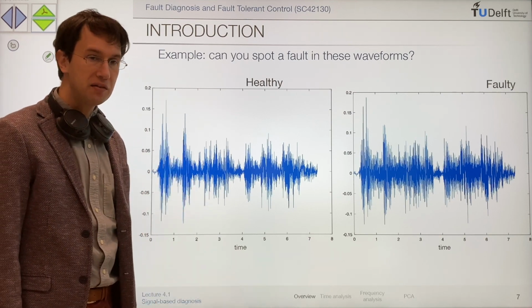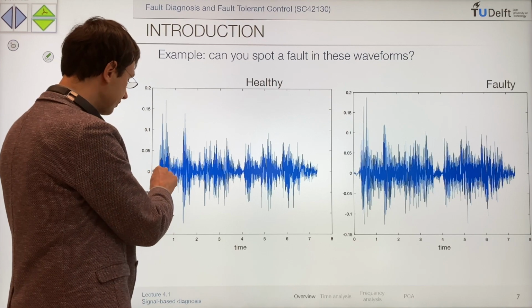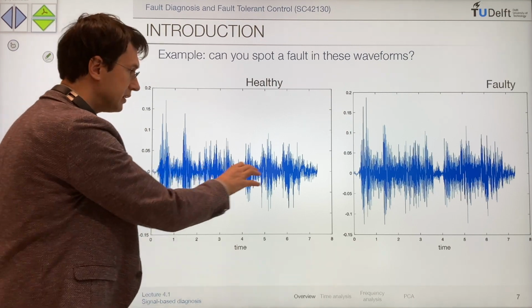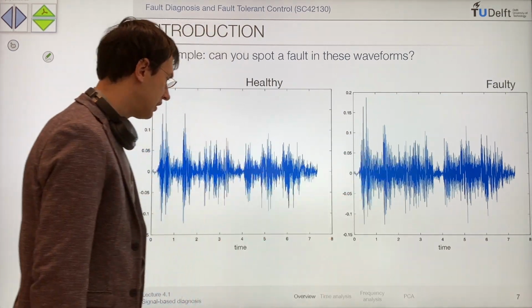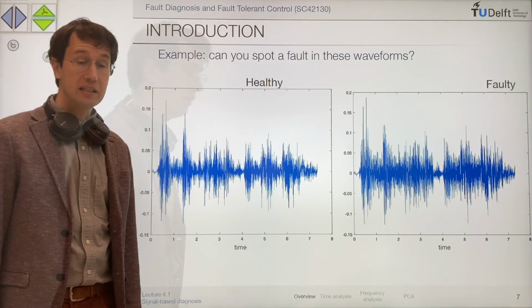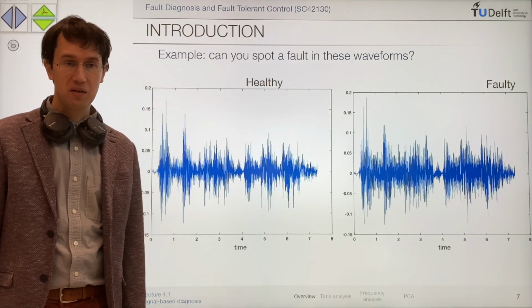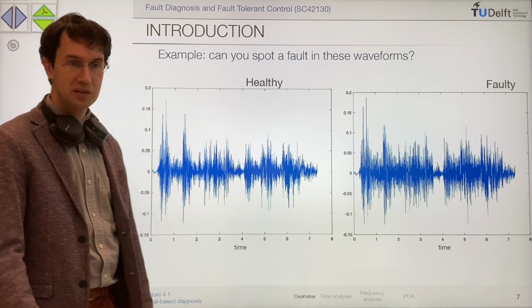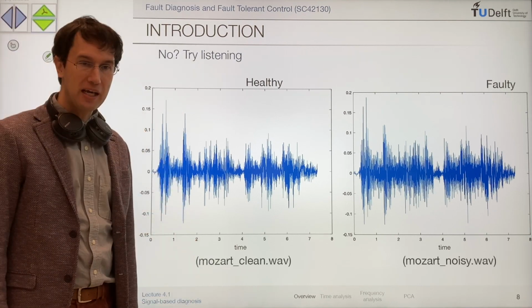If I look at individual samples, they look pretty much the same. This part here is the same as here, as well as all the other parts. I don't see much difference. But the difference between these two signals will be quite noticeable to you when you hear them. So let us play them. Let us play the first one.